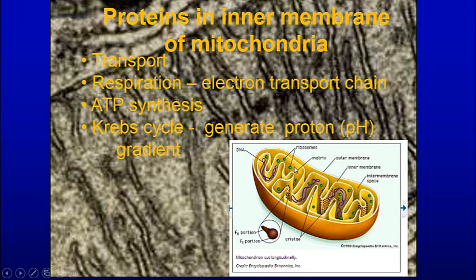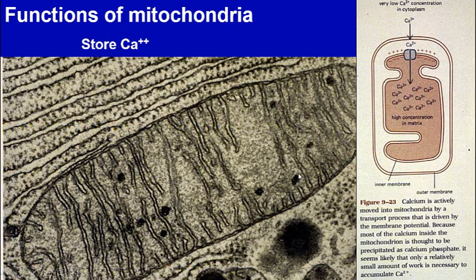They are ATPase synthetases. They are for the Krebs cycle too. So all those things are what has to go through into the inner membrane. Now, the function of mitochondria, one is for storage of calcium, and you can see calcium deposits in there oftentimes.